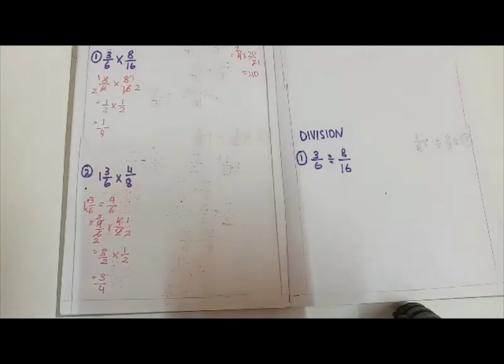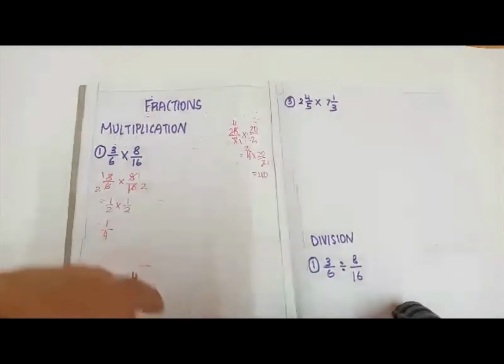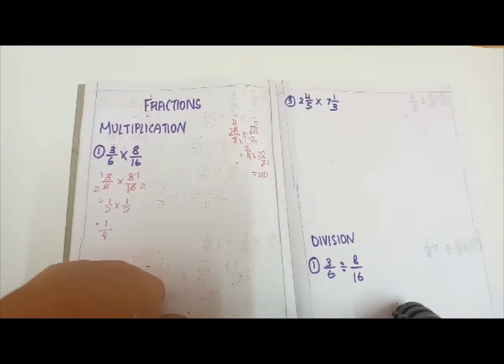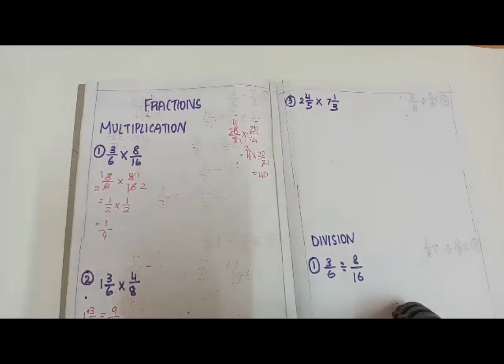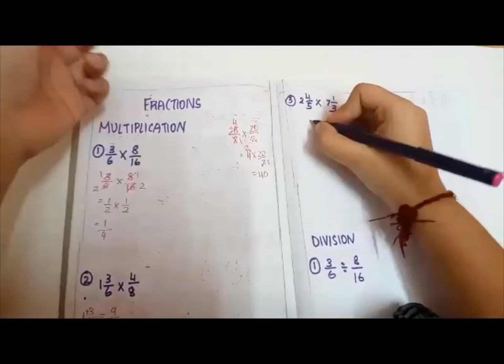Now let's see one more sum. So our next sum is 2 4/5, which is a mixed fraction, times 7 1/3. As you know, we cannot add, subtract, multiply and divide mixed fractions. So we have to convert them into improper fractions. So let's convert.